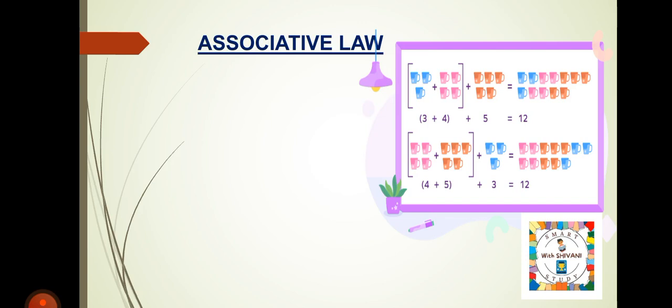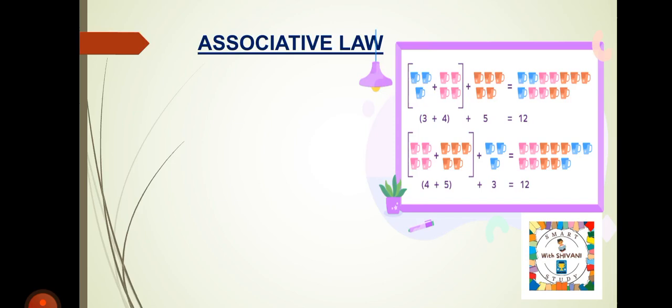Now we will have a look at another arithmetic law, which is the associative law. Over here you can see that there are 3 blue cups and 4 pink cups. When they are added together, they are grouped into one, that is 3 plus 4 using a bracket, and there we are getting the answer as 7.